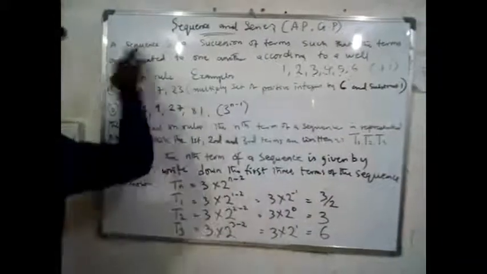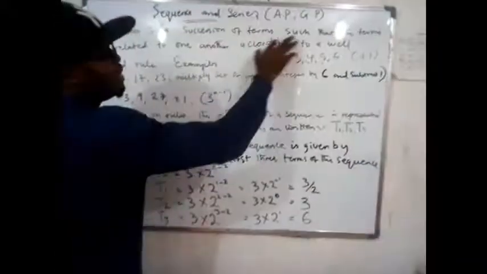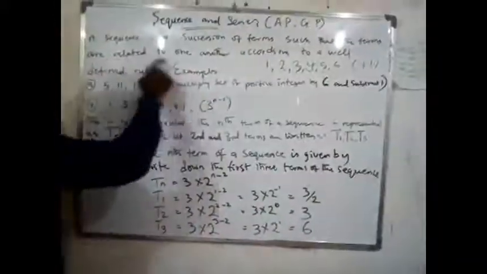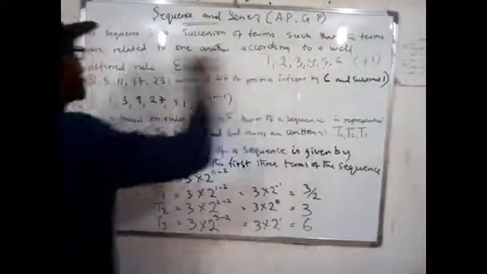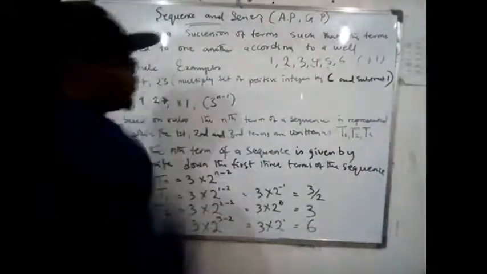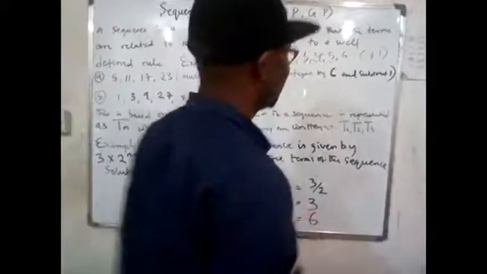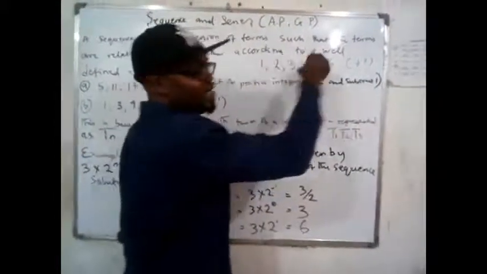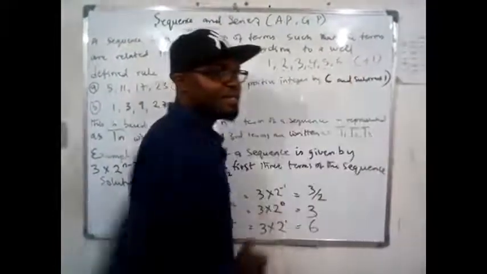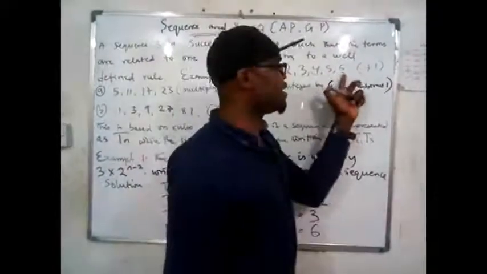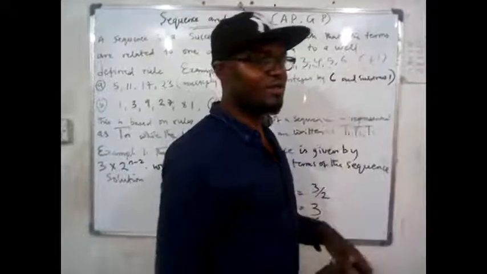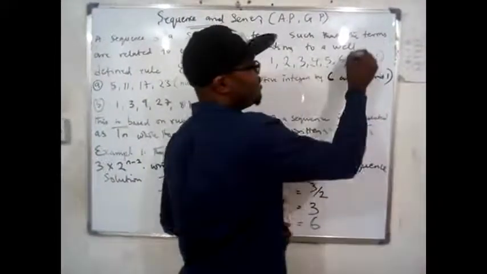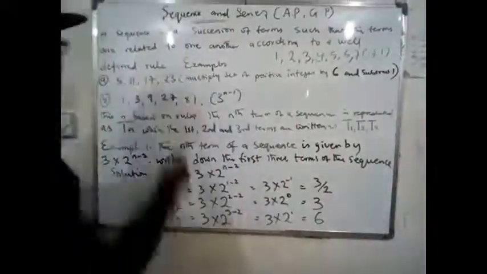So you can say that a sequence is a succession of terms such that the terms are related to one another according to a well-defined rule. The rule is what helps you to predict the next number. If we have 6 here, the next number is 7, because you're just adding 1.